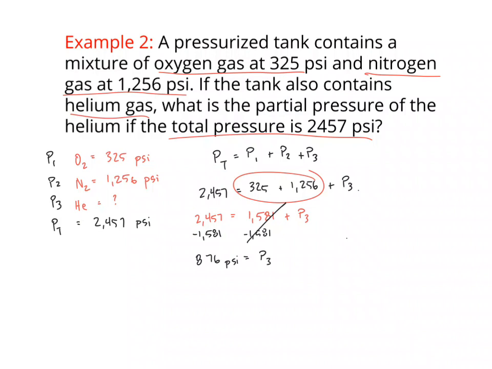And if you want to check your answers, you can plug in 876 into this equation and see if 876 plus 1256 plus 325 equals 2457. If it does, you're correct. If it's not, then recheck your math.